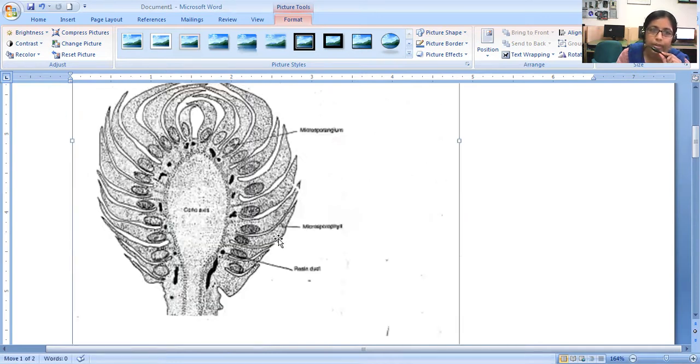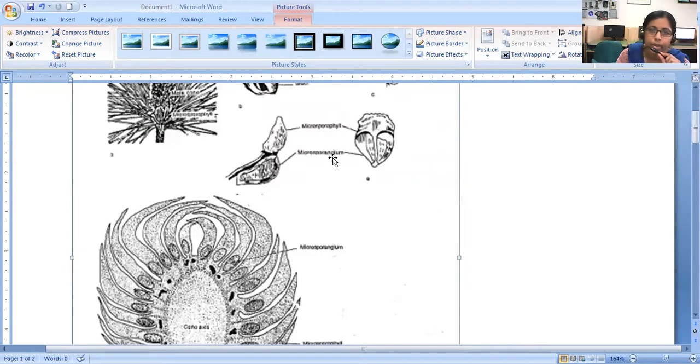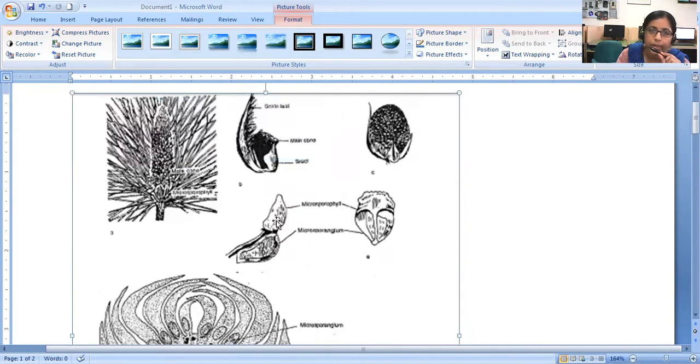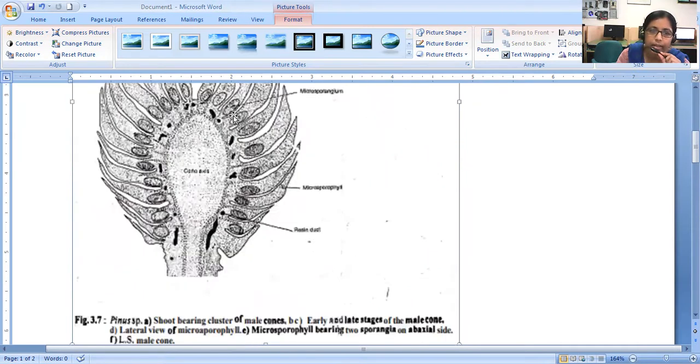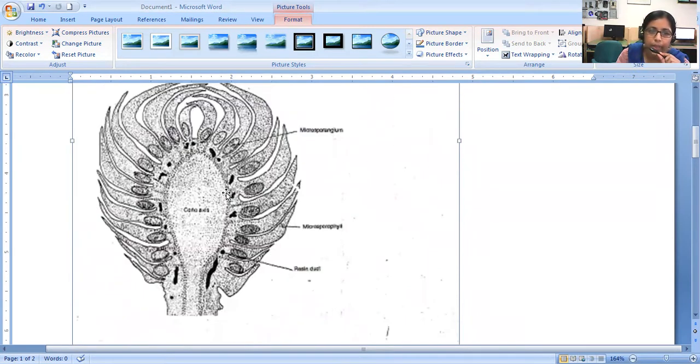Microsporangia are borne on the abaxial side, and this is the LS of the male cone. These are the microsporangia, and these are the microsporophylls, and here the resins are deposited inside the cone.